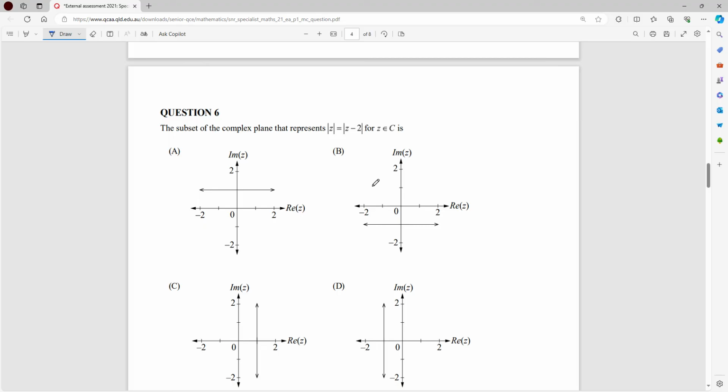Okay, so the subset of a complex plane, the absolute value of z is equal to the absolute value of z minus 2, and z belongs to the complex numbers. Okay, so we need to understand what's been moved. First of all, we need to understand what the equation is actually saying. So z is x plus yi. Now y is your vertical component, x is your horizontal component.